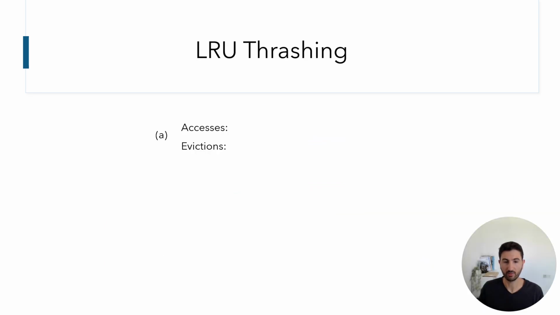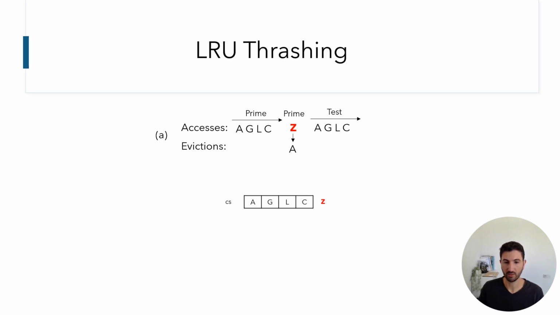To show a demo run of the PlumTree stage, we first need to understand the LRU thrashing property. Suppose we have the addresses A, G, L, and C, and all of those addresses map to the same cache set. Suppose we have another address, Z, that also maps to that specific cache set. When we prime that address Z into the cache, the insertion of Z into the cache forces the eviction of A from the cache. Next, when we test the addresses A, G, L, and C, we receive a cache miss on address A, since it was evicted by address Z.